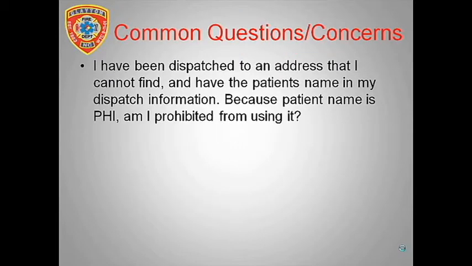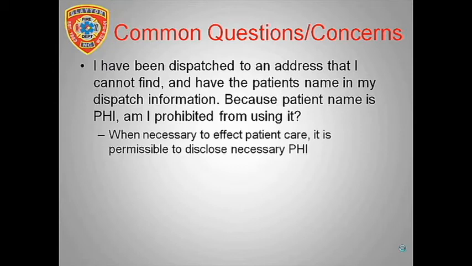And then wrapping things up, some common questions and concerns. So let's use a scenario: you've been dispatched to an address that you can't find. You have the patient's name in the dispatch information. Because the patient's name is considered PHI, can we use this? We can, when it's necessary to effect patient care. It is permissible to disclose this.